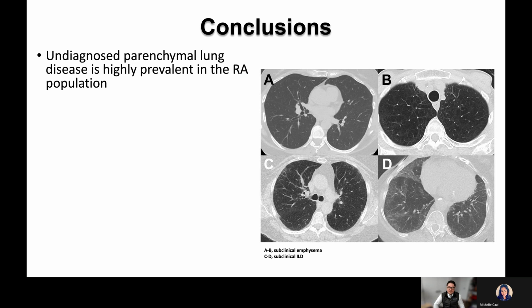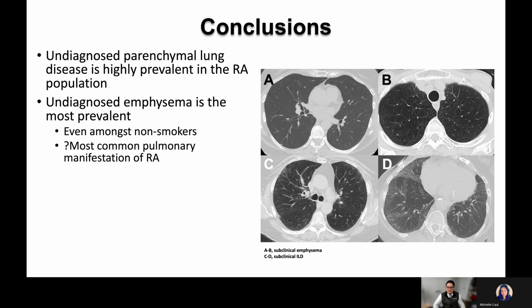Illustrated here are representative images of subclinical emphysema and ILD. On the top, we have someone with mild subclinical emphysema, someone with severe subclinical emphysema. Believe it or not, this patient was actually asymptomatic and found on screening. We have someone with subpleural reticulations found to have subclinical ILD, as well as patients who had some ground glass and subpleural reticulations in this panel here.